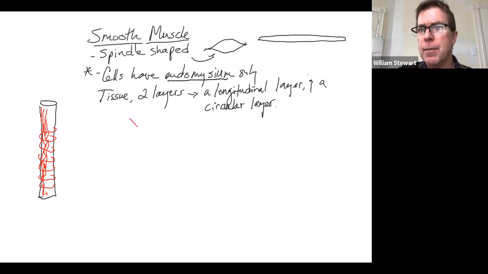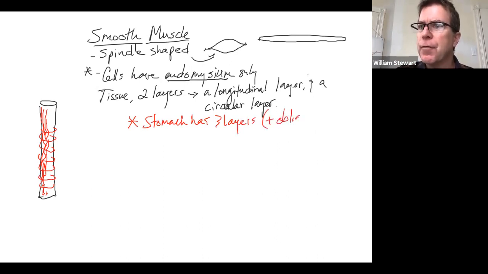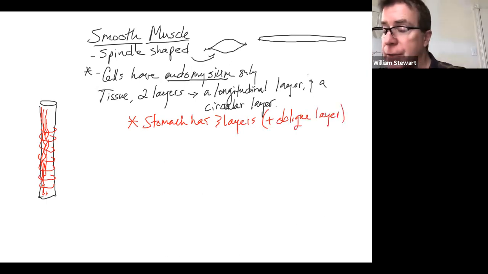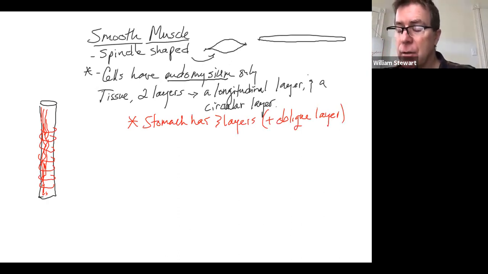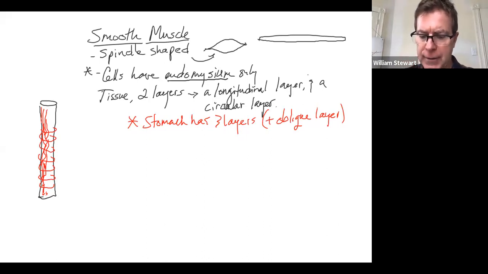The stomach is something unusual. The stomach has 3 layers of smooth muscle tissue. There's an added oblique layer of smooth muscle tissue in the stomach. The reason for that is the stomach has so much mechanical digestion to do, so it has to really churn and crank out contractions.